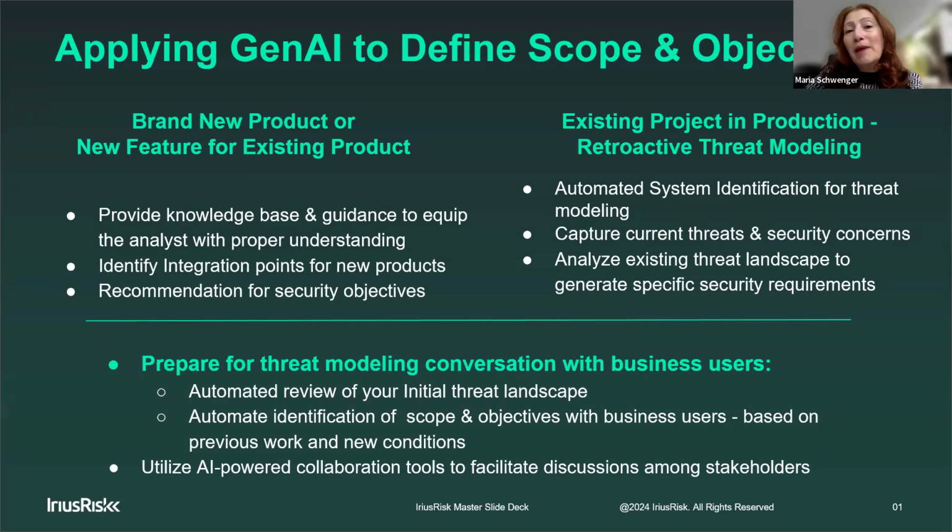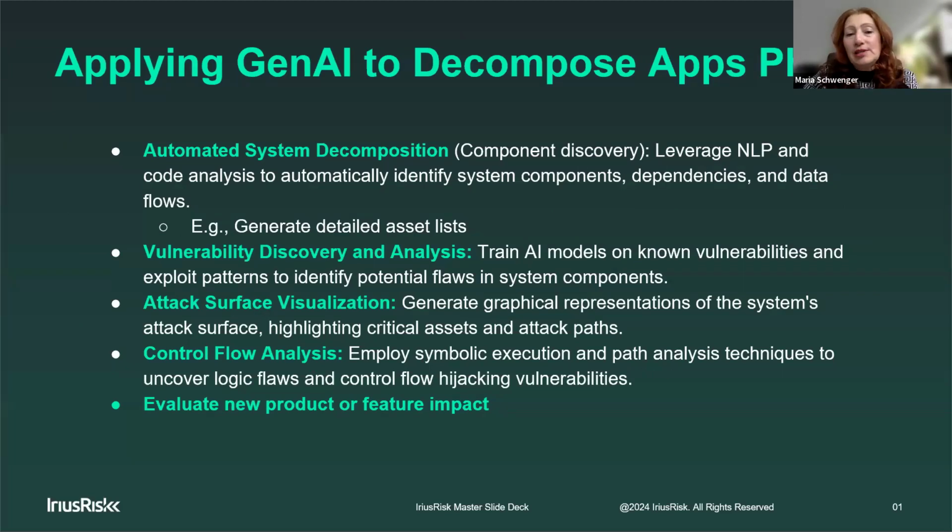So the second phase that John mentioned on the previous slide is, I'm waiting for the slide, the decompose application slide. Here you have so many possibilities based on component discovery. Can we have an automated system decomposition to leverage NLP and code analysis to automatically identify system components, dependencies, and data flows? What about generating a detailed asset list? Or can I have an AWS diagram that is read by my model and it suggests different things based on that, or basically gives me input on it?